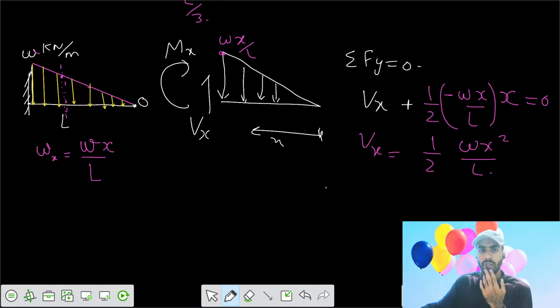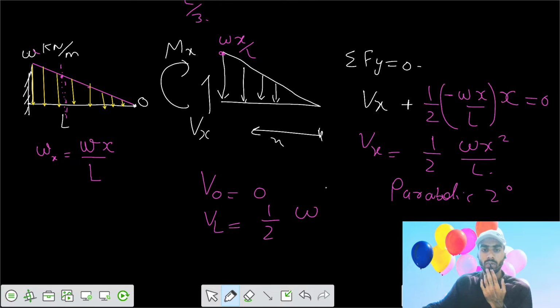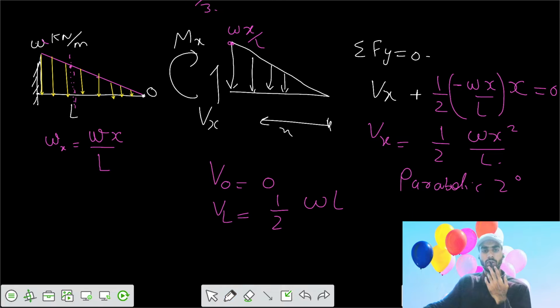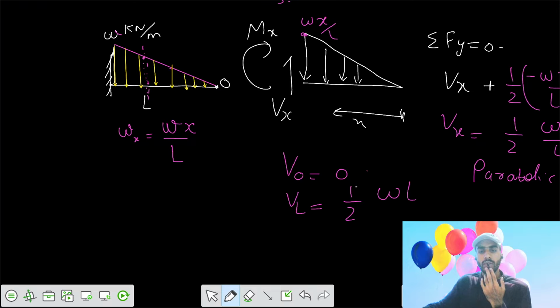So your variation of the shear force is a parabolic variation, a parabolic 2-degree variation. Let's say shear force at x equals 0 is 0, and shear force at x equals L is WL by 2. That WL by 2 is positive. This is also the reaction at A, the vertical reaction at A.